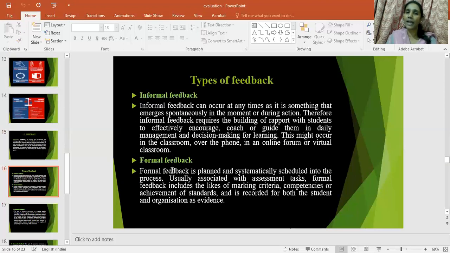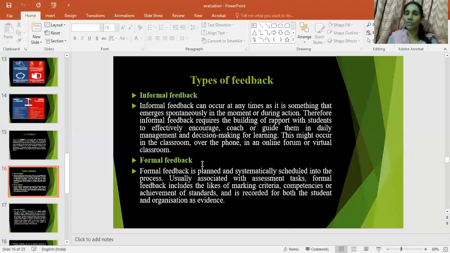Then the types of feedback. The types of feedback are also related to the types of evaluation. See here, don't be in confusion. Types of feedback: informal feedback and formal feedback. So let's discuss one by one.